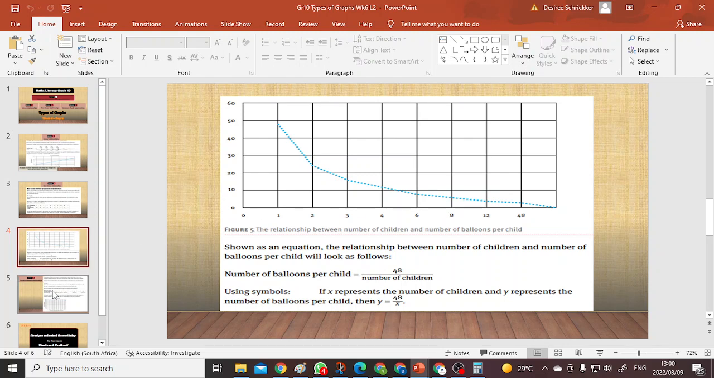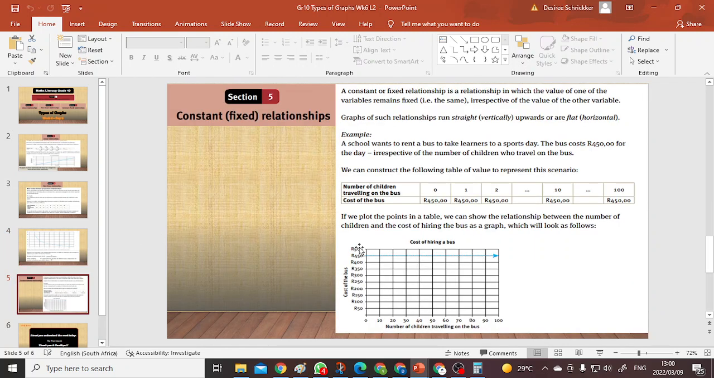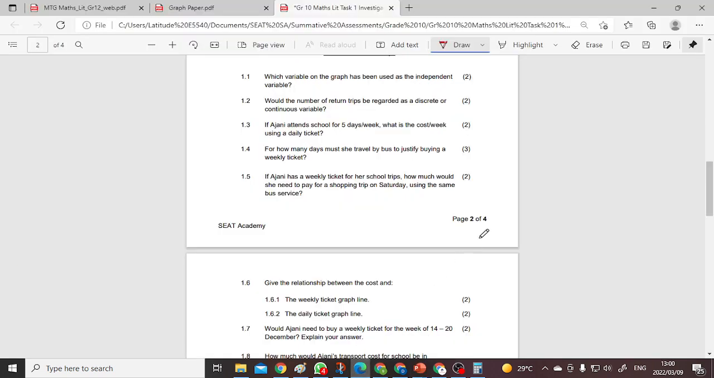And then you also have the constant or fixed relationship graphs, these straight lines. And that is what you got in your weekly ticket. Okay, so now let's go back to your task.